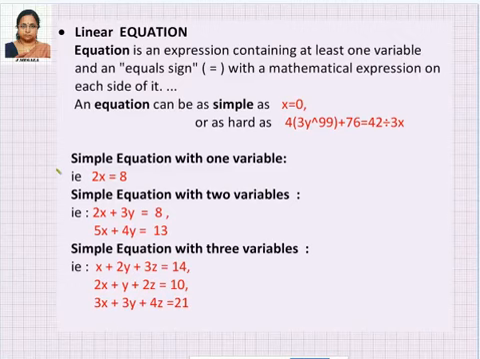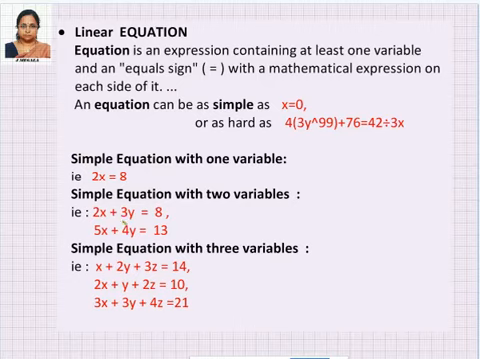Linear equation. Usually these are called linear equations where the maximum power of any variable is 1. Here are some examples of linear equations, a very simple one being x equal to 0, and a complicated one with large exponents, like 4 into 3y to the power 99 plus 76 is equal to 42 divided by 3x. A simple equation with one variable: for one variable, one equation is sufficient to solve and get a unique solution.